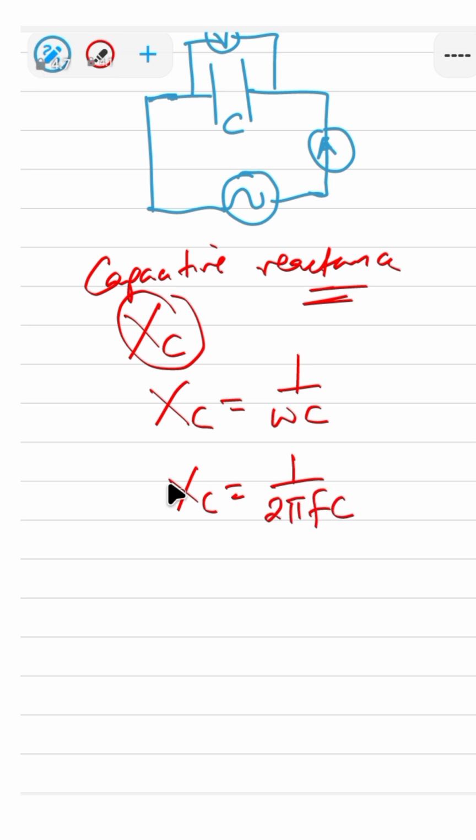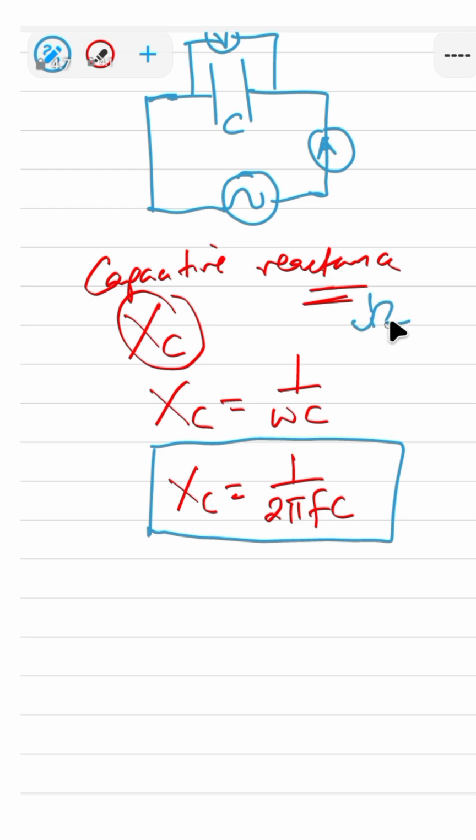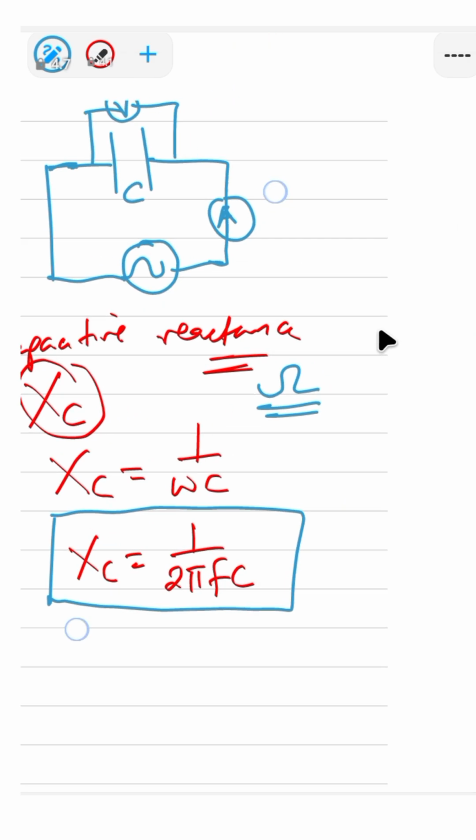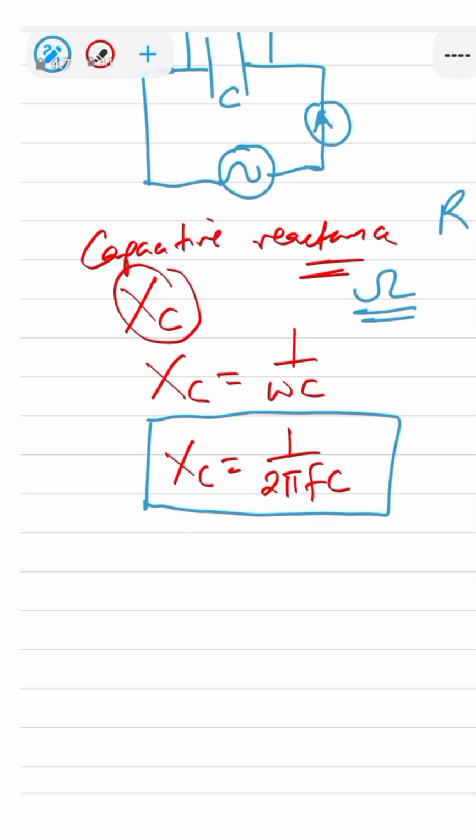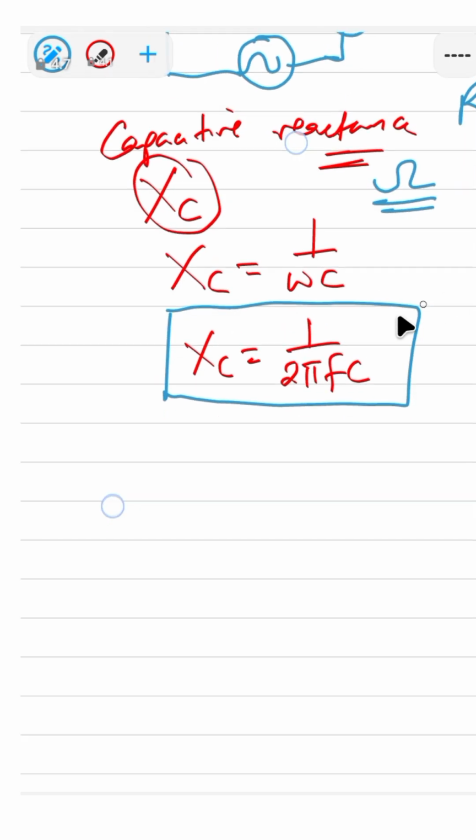This formula here is the formula for the capacitive reactance of a capacitor when it is in an AC circuit. The unit of this reactance is ohms. Take note, the unit of reactance is ohms, just like the unit of resistance is also ohms. So in this circuit, your Ohm's law also applies.